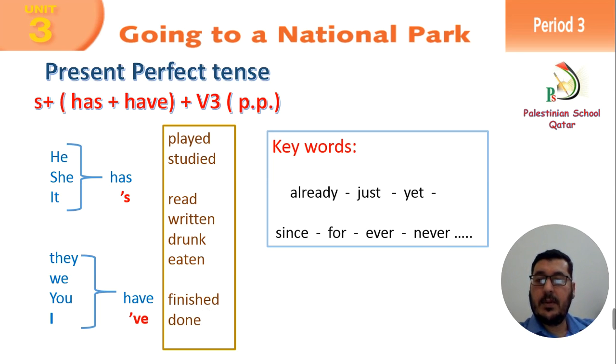So I will put the third form of the verb, the third part of the verb. Now with the present perfect we have keywords: already, just, yet, since, for, ever, and never. We have more than them, but in our book only these. We will start today talking about them all.